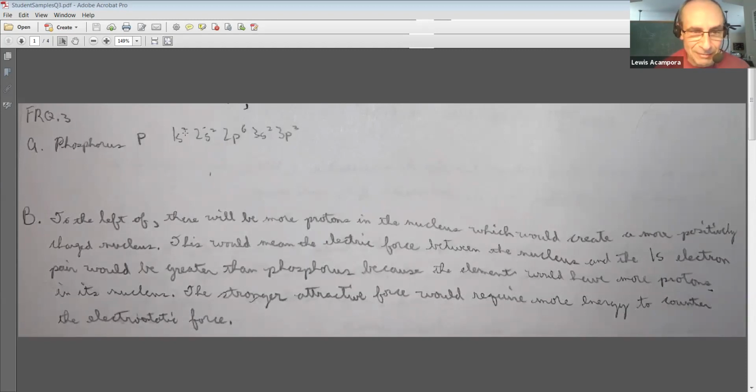It's not real legible, but this is clearly 1s2, 2s2, 2p6, 3s2, 3p3, so that's correct. To the left, that's all you really need to write for part B. And then there'll be more protons in the nucleus, and that really is enough. And you could read on, and all of this is okay. This response talks about the electric force between the nucleus and the 1s electron pair would be greater than phosphorus because the element would have more protons. They never identified that element as sulfur, but that was not part of the question. So this is going to be good for 4 points.